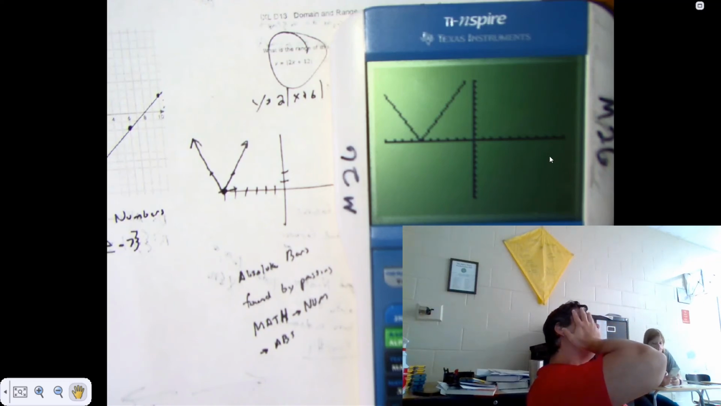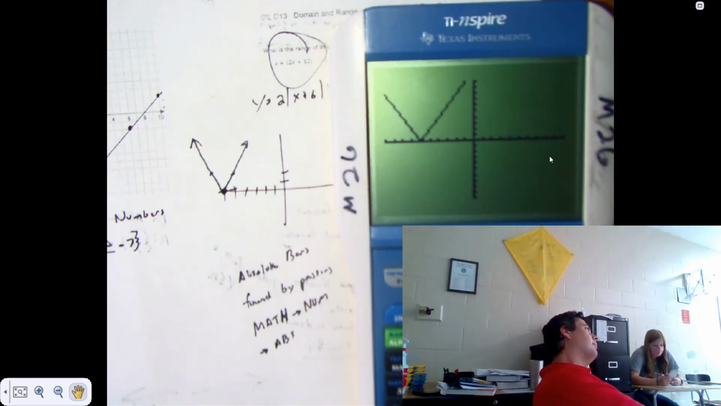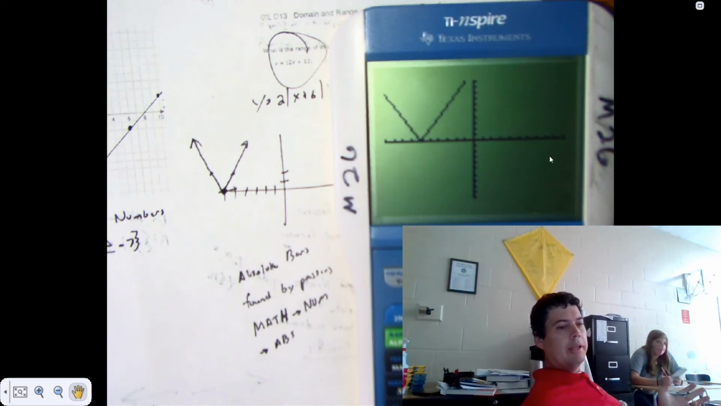Zoom 6. Just trust the guy who's been doing this for 10 years and has taught 1,200 kids. Never, ever use zoom fit. Sooner or later, it's going to cause a problem for you, because it doesn't always set the window right. It doesn't always work. Anyways, that's how you use a TI-84, okay?